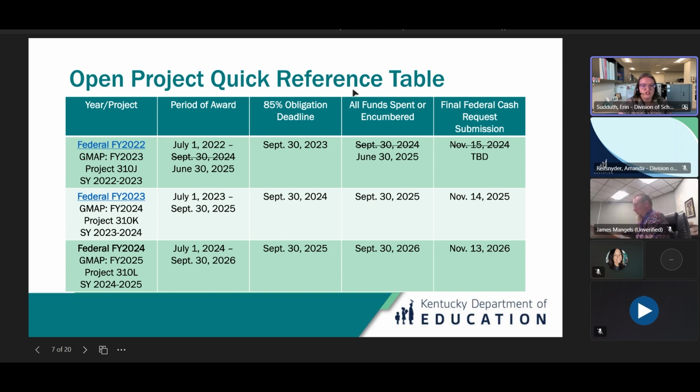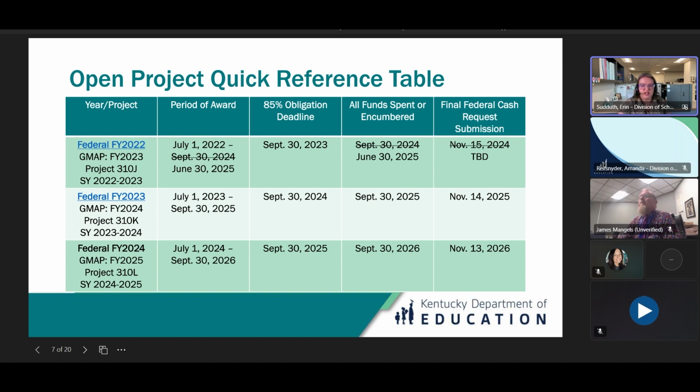And we have our open project quick reference table. We really only have one deadline to keep on your radar that's coming up, and that is, as I already said, that September 30th deadline to have 85% of funds obligated or that carryover waiver request submitted. And at some point, once I receive the next district balances spreadsheet, I'll be reaching out to districts who have not drawn down at least 85% just to verify that you didn't need a waiver and that you have those funds obligated. And I did update the information for Project 310K based on that approved waiver that I just mentioned.